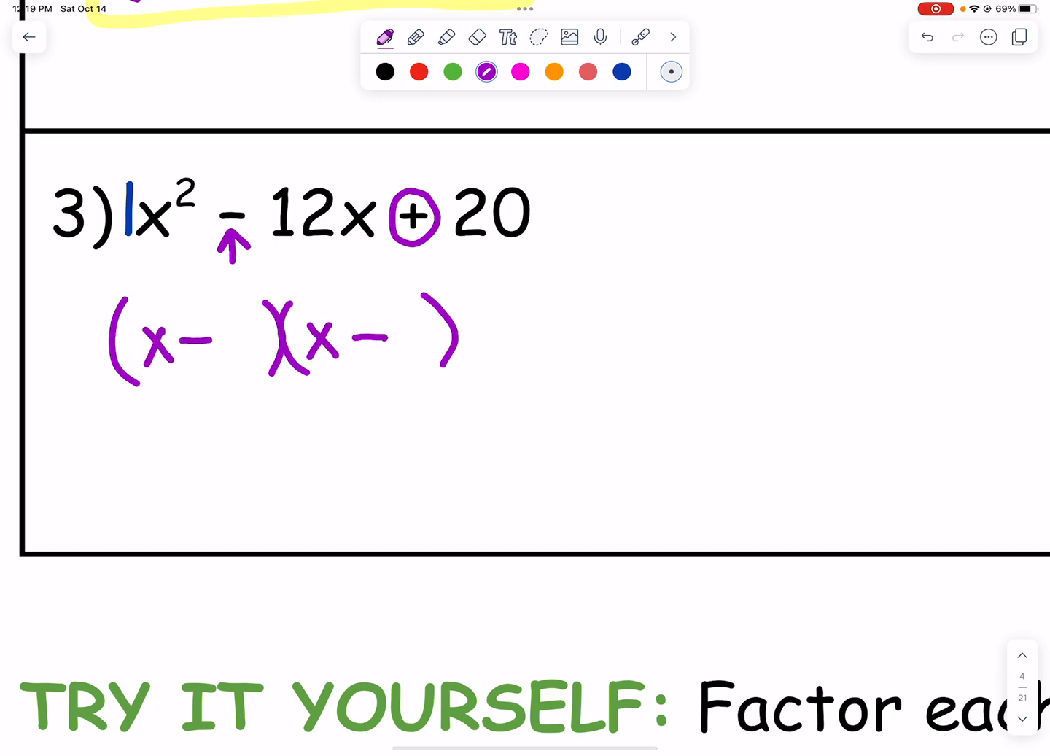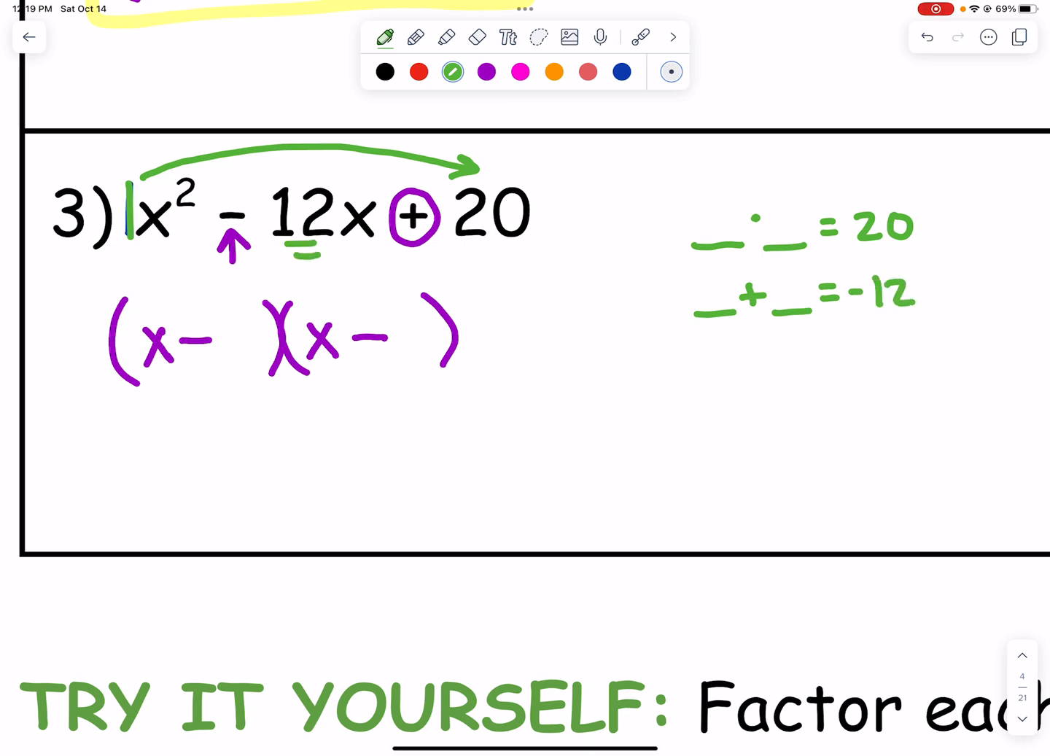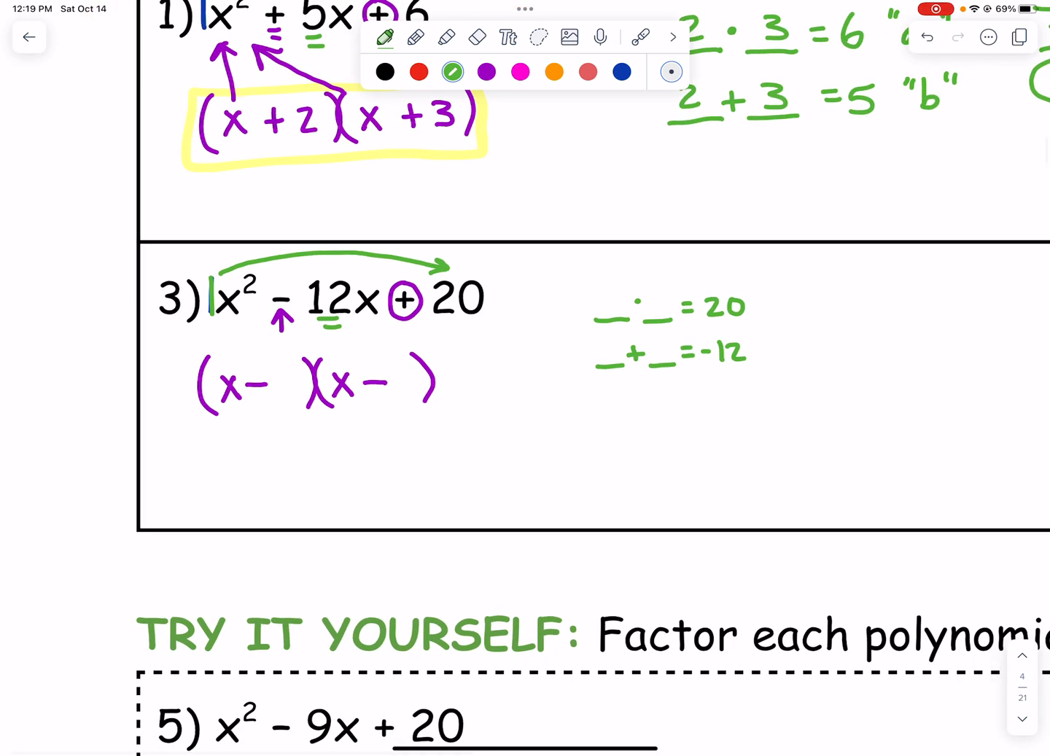Let's put x for our first term, and then let's do the work of figuring out the numbers we need. So a times c would be 1 times 20, so we have to multiply to get 20, and then we need to add up to get b, which is negative 12. So we know that both of them are going to be negative, and we need to look at factors that would give us 20.